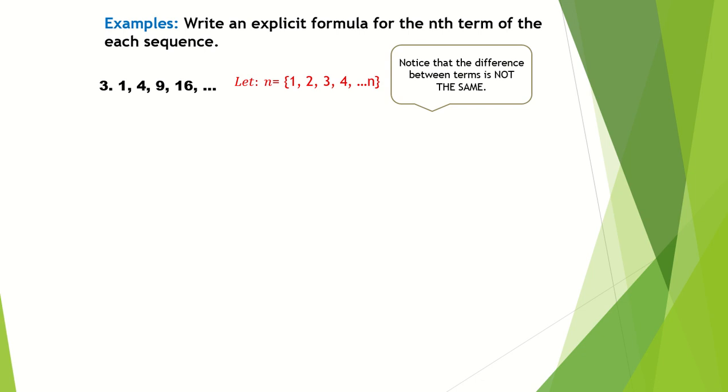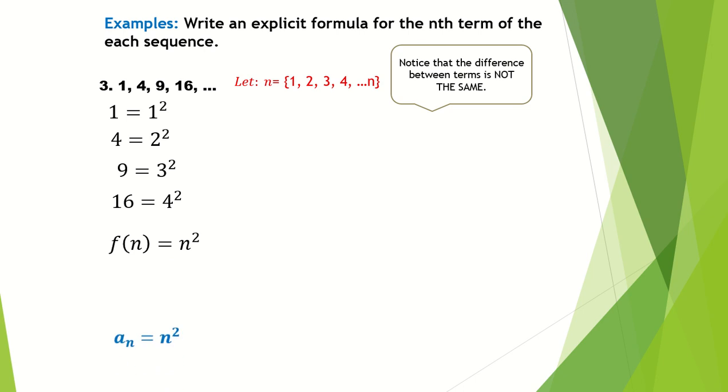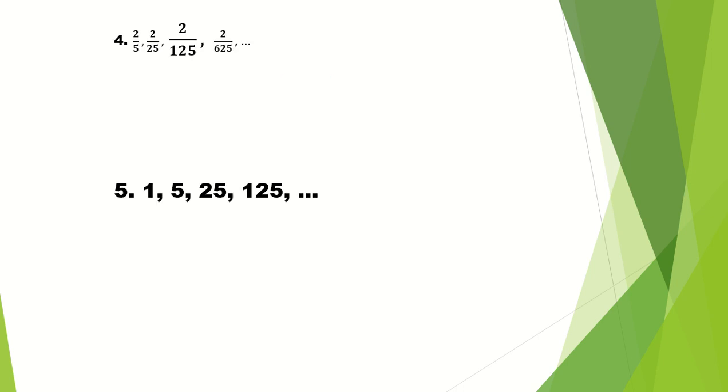And if you think of it, the base that I mentioned, 1, 2, 3, 4, are all the position or the n. So you can simply say that your function is equal to n squared, and your explicit formula is a sub n is equal to n squared. Good job! Next.